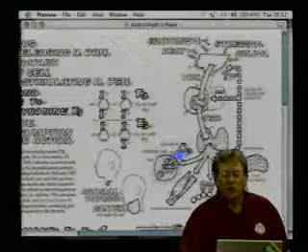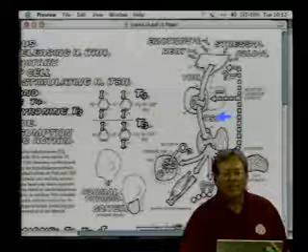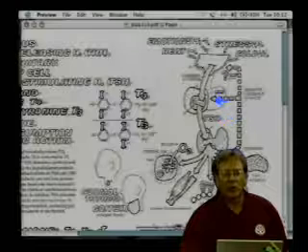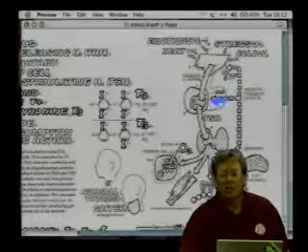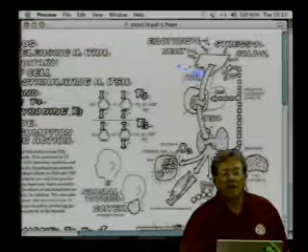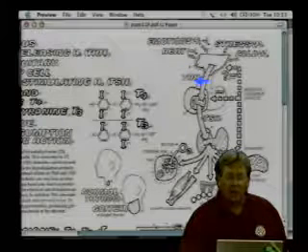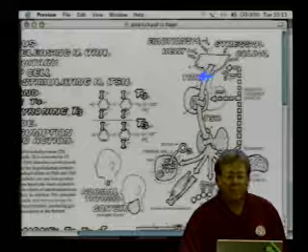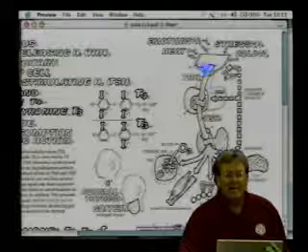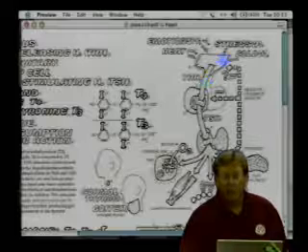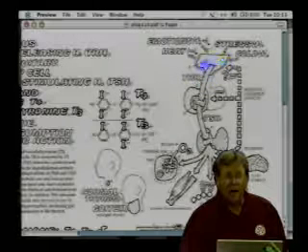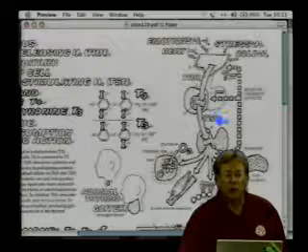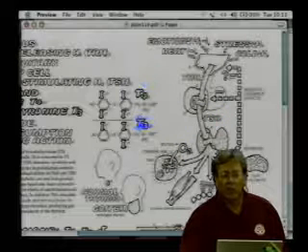The release of T3 and T4 is under the control of thyroid stimulating hormone, TSH, which is released from the anterior pituitary. That in turn is under the control of thyrotropin releasing hormone. So TSH release is stimulated by TRH. TRH is released from the hypothalamus. So there's the hypothalamic hormone, an anterior pituitary hormone, and then final production of the thyroid hormones.